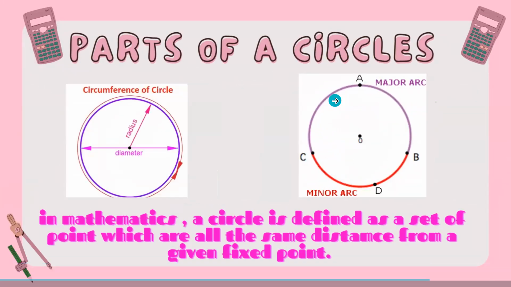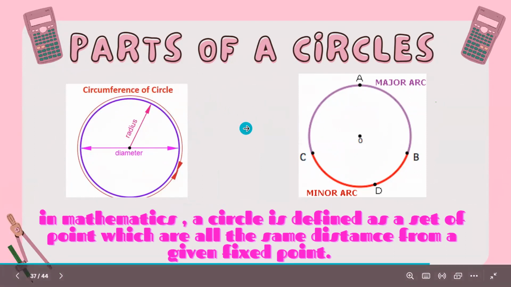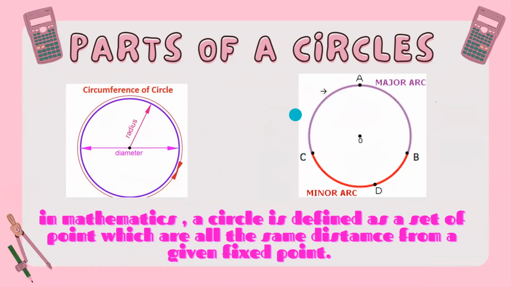And this is the part on circles. This is the circumference of the circle. This has the radius. The dot is the middle, the center of the circle. And this is the diameter, which is 2 radii. The radius tells how big the circle is. And this is the major arc and minor arc. The purple color is the major arc, the red color is the minor arc.